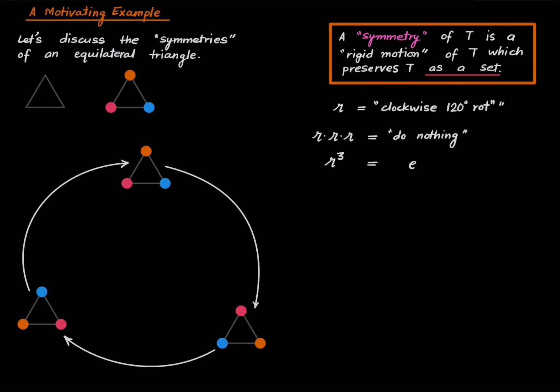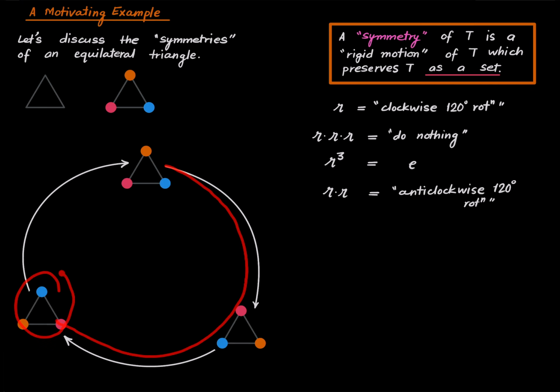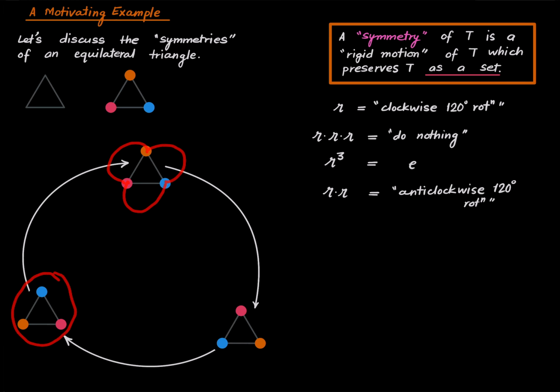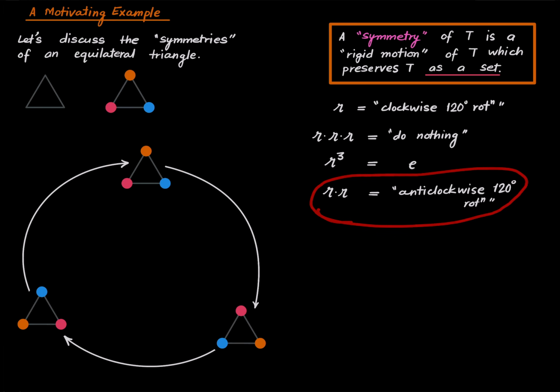Also, if we think about it, R applied 2 times in succession is the anti-clockwise 120-degree rotation. If you apply R 2 times, you're getting this configuration, which is as good as rotating in the anti-clockwise direction by 120 degrees. The orange will come to the left, red will go to the right, blue will come on top. That is what you see here. So this is also something that we see, but we can borrow from the first equation and write it like this. So this I'm writing as R inverse.